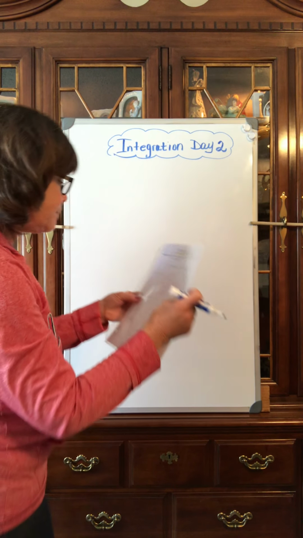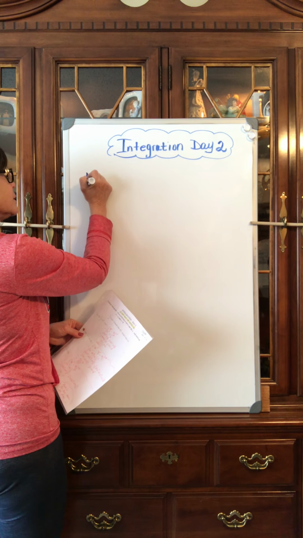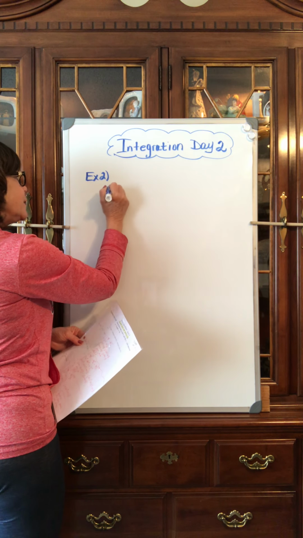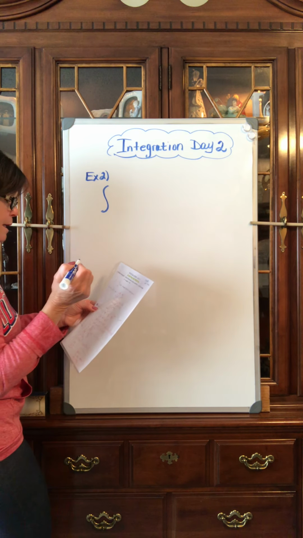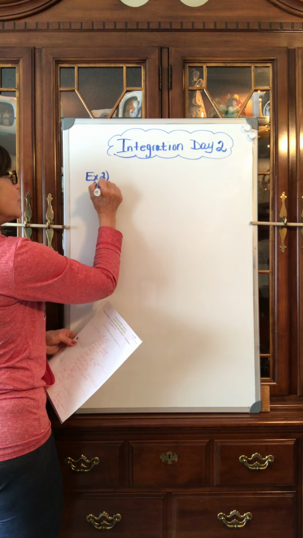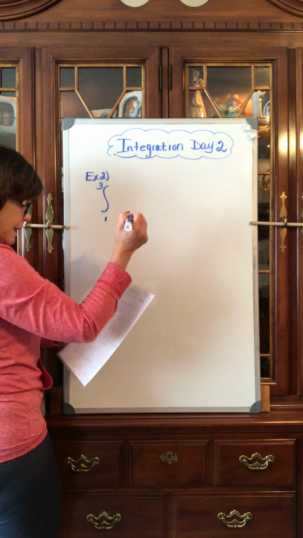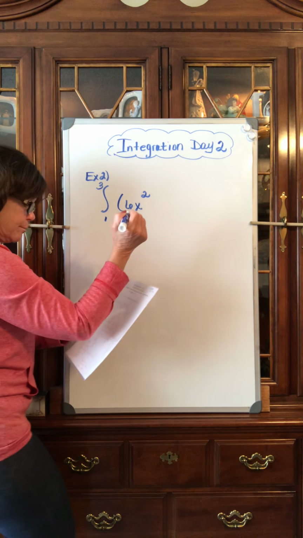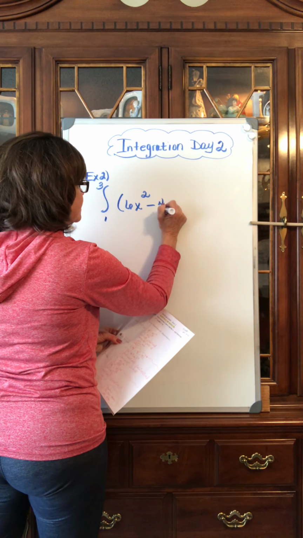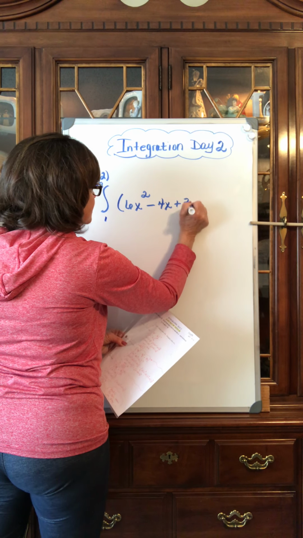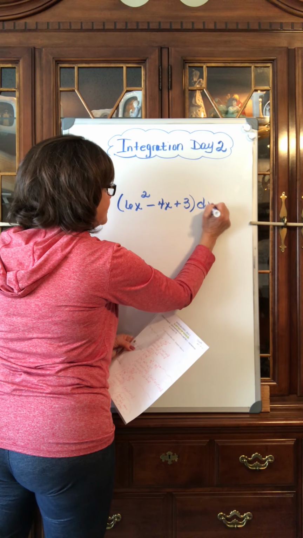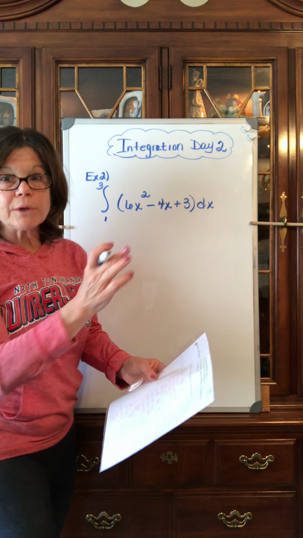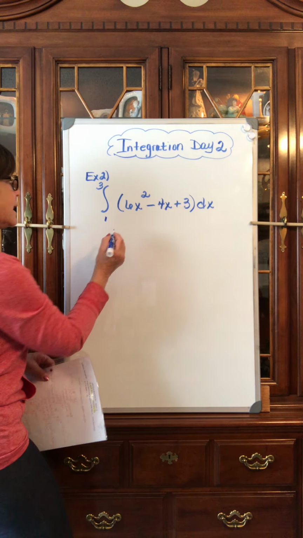All right, so example number 2. We want to integrate between x values of 1 and 3, and the function is 6x squared minus 4x plus 3 dx. First thing we're going to do is integrate. Remember, when you integrate, you drop out the integration symbol and the dx.